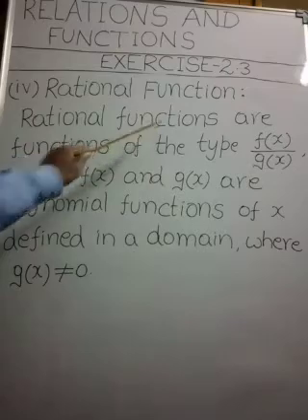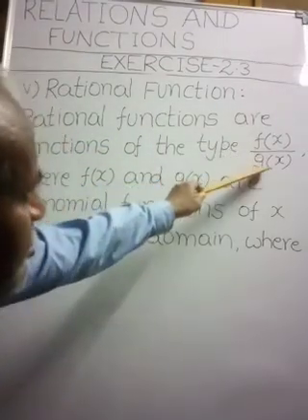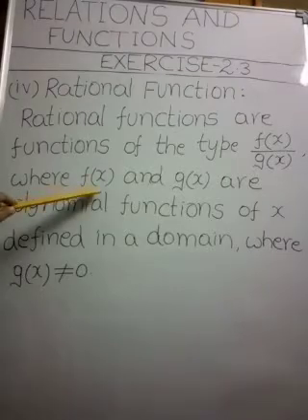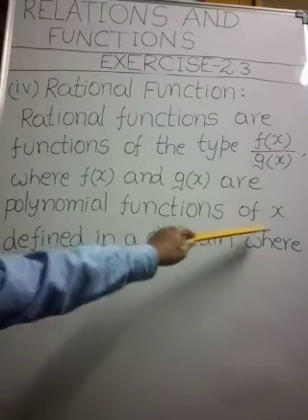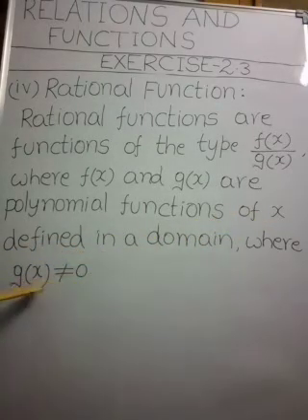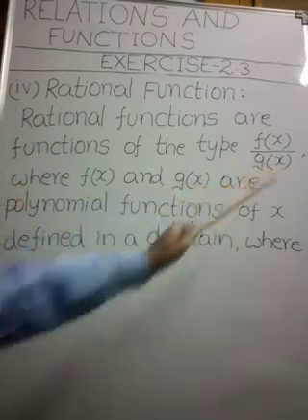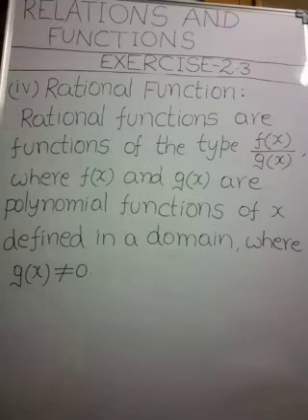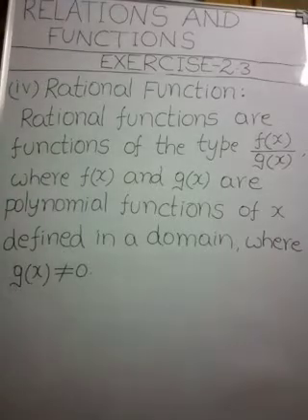Rational functions are functions of the type f of x by g of x, where f of x and g of x are polynomial functions of x defined in a domain where g of x is not equal to 0. Here the denominator is g of x. It should not be equal to 0. Numerator and the denominator both are polynomial functions.